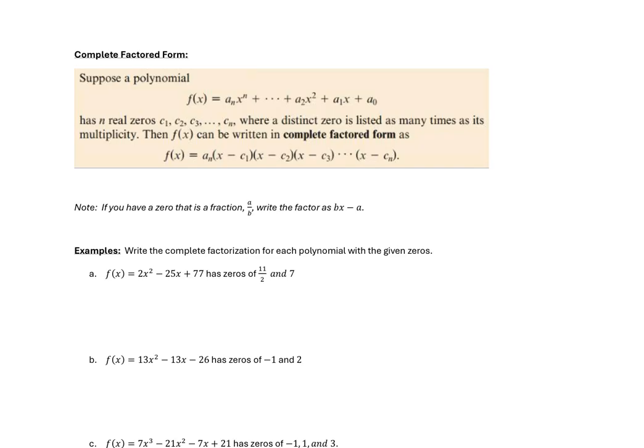Now, one of the things I do want to point out is that if we have a 0 that is a fraction, what we can do is write the factor as bx minus a. It's mostly to make it a little bit easier to look at, so that we don't have fractions running around. And just to show you why, if we start off with a factor of bx minus a, in order to solve for x, we add a to both sides, and then we divide by b.